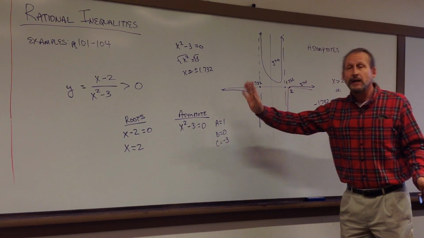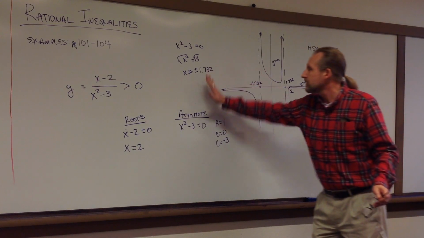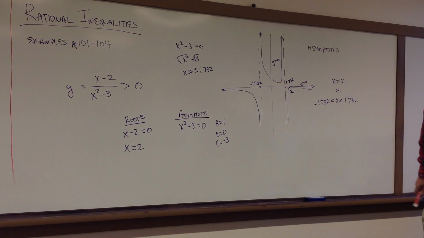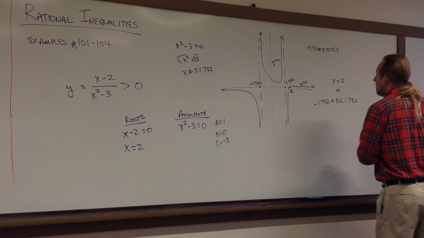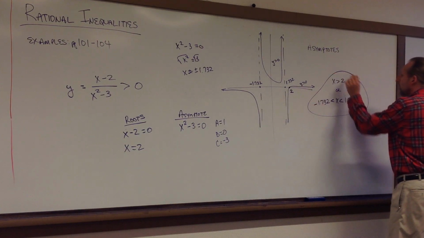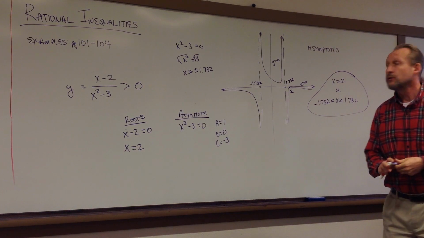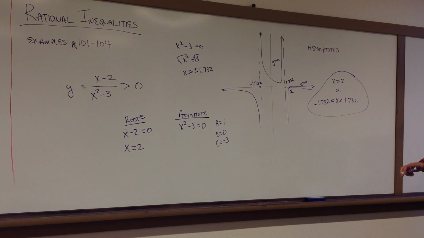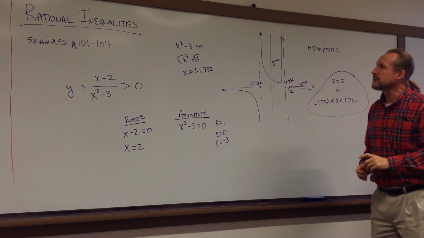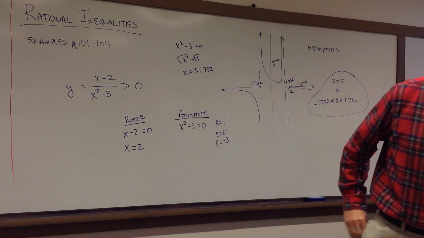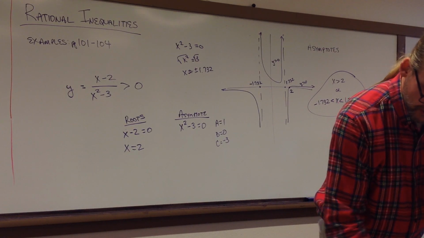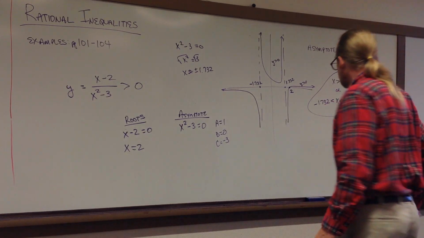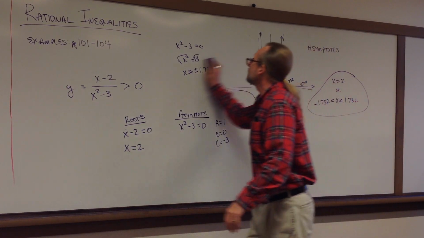And we've already identified all the roots and asymptotes, so we know that there's nothing more going on out in that direction. So this right here is going to be our answer, x greater than 2, or x less than 1.732, but greater than negative 1.732. That's that region in there. Okay, so there are the examples. Those are the ideas that we're going to use to answer these questions. So let's go over to page 107 and take a look at some problems.